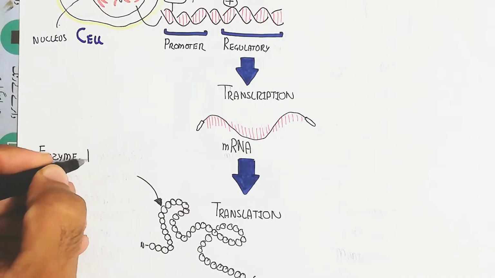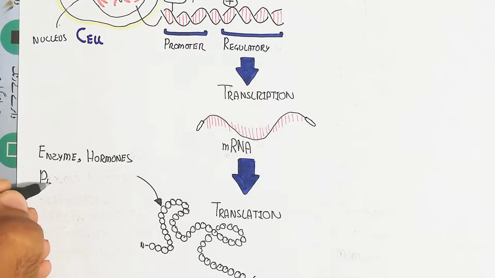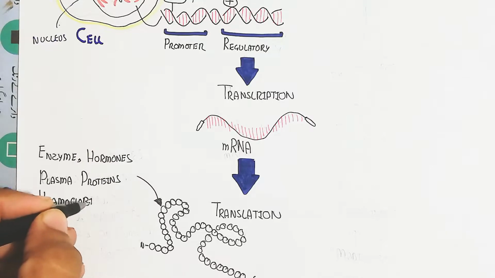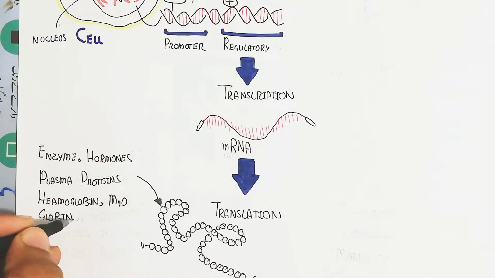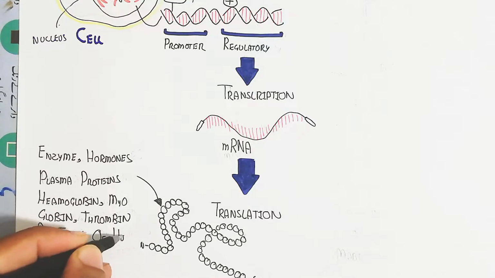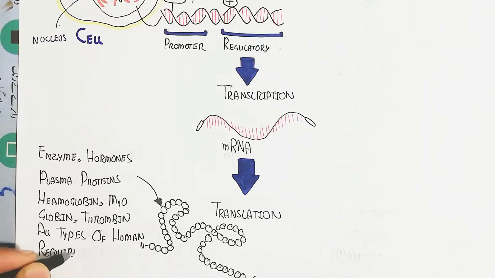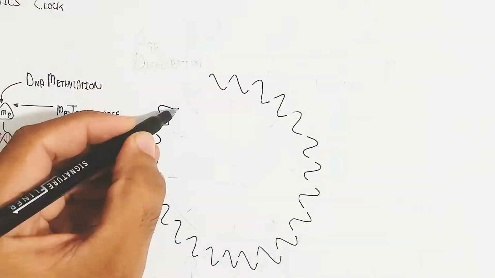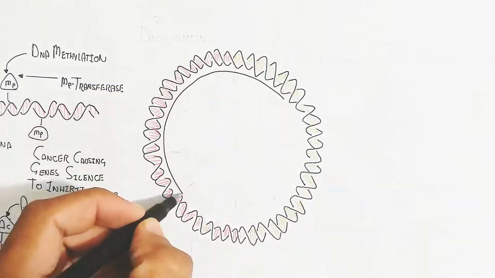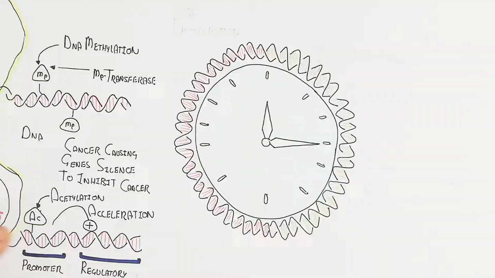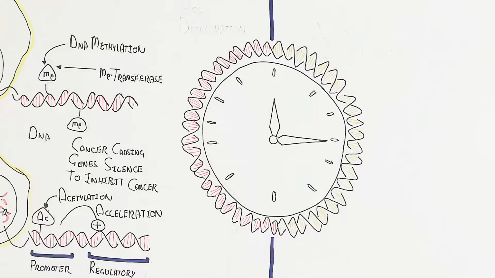It can be an enzyme, hormone, plasma protein, hemoglobin, myoglobin, thrombin, all types of required human protein. But excessive amounts of cyclin and CDK, as well as activation of other ras and myc genes, will lead to cancer. Normally, though, it will produce normal enzymes, hormones, and plasma proteins. So let's begin to understand the biological clock of aging and its reversion.